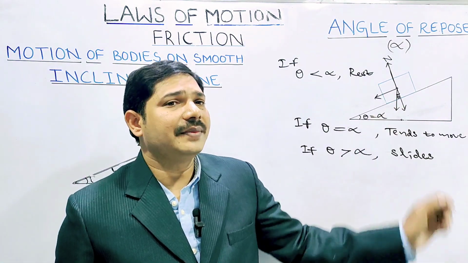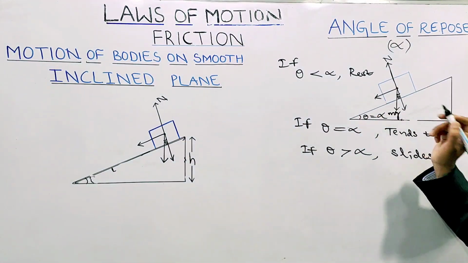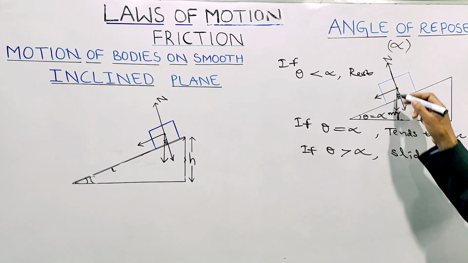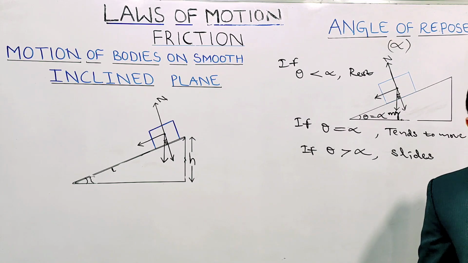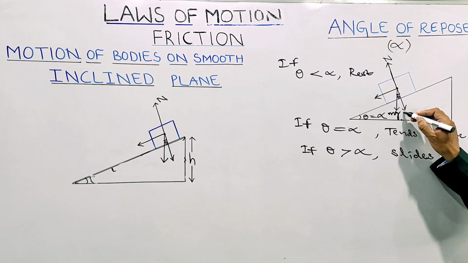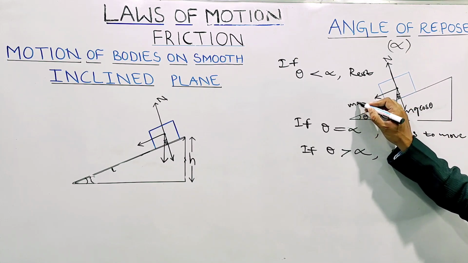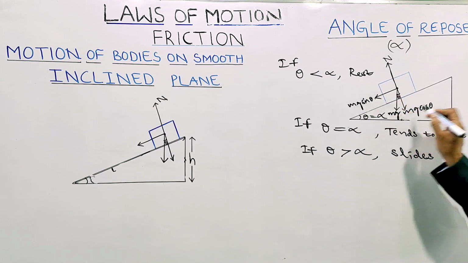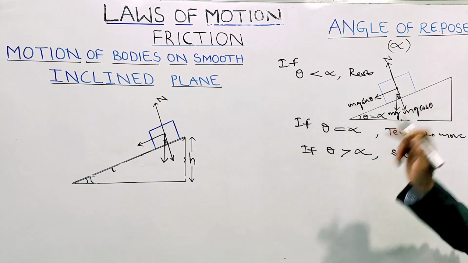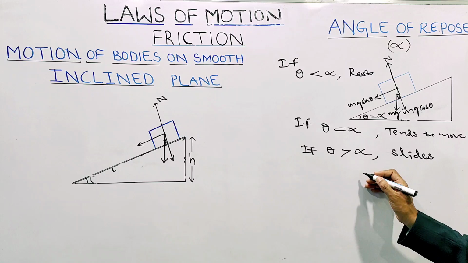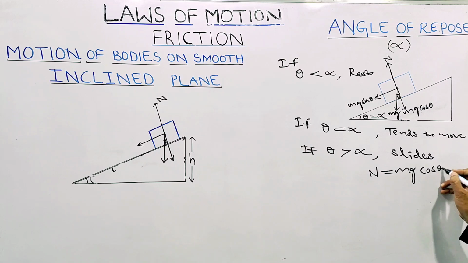In this case we can observe the weight of the body. It acts vertically downwards, that is mg. Here mg is not balanced by the normal reaction N. You can observe the downward force is not equal to the upward force, but this mg is resolved into two rectangular components, mg cos theta and mg sin theta. Now at equilibrium position, the normal reaction is balanced by mg cos theta.